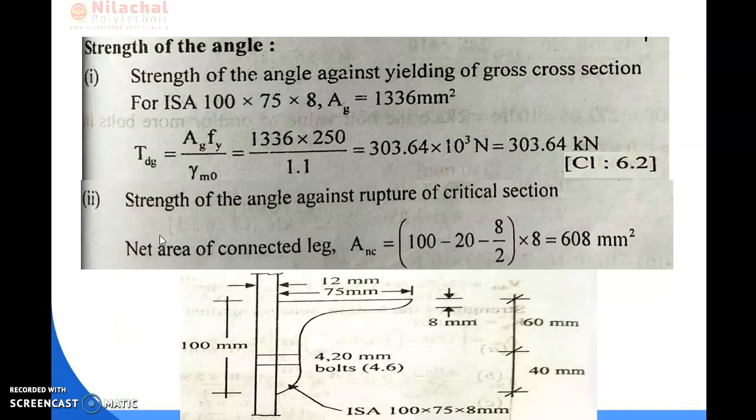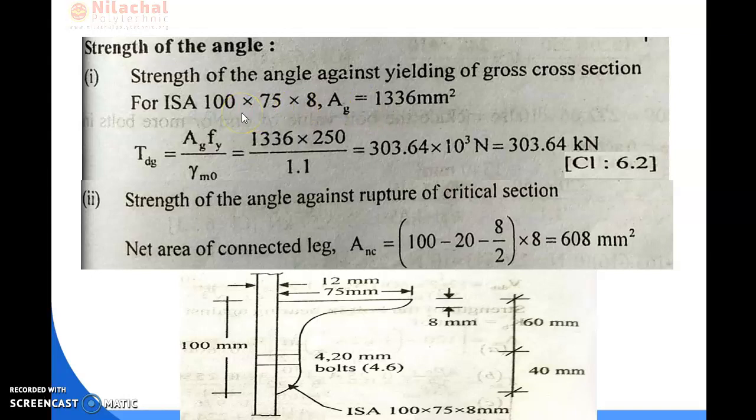So now, first of all, we need to do the first strength calculation, which is the strength of the angle section against yielding. For the yielding strength, the formula is Tdg equal to Ag into fy divided by gamma M0. So for the ISA 100 into 75 into 8, the gross section area is 13.36 mm square, which you can find from the steel table, in table number 2.